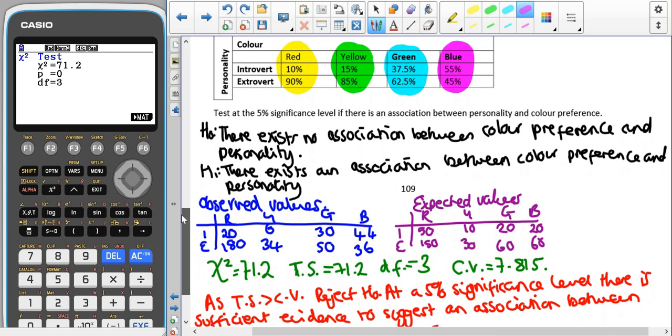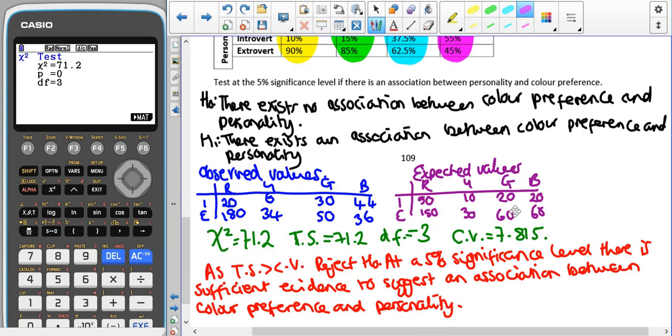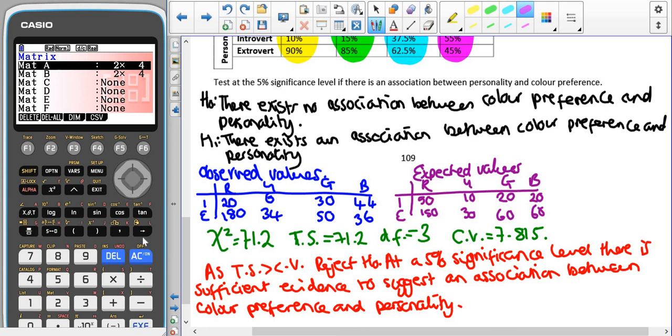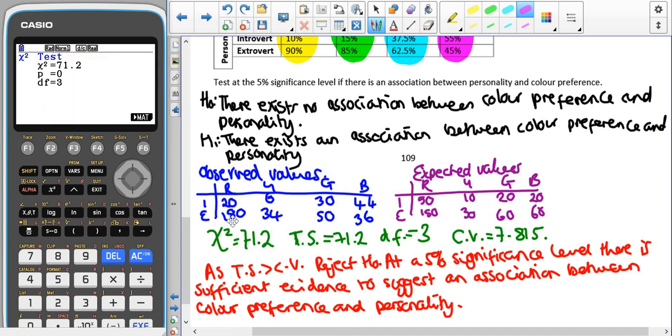Then when we put that into our calculator, we get our expected values table. Remember, don't write this down straight away. First of all, go to arrow mat, down to mat B, and that's our expected values table. Then we write down our chi-squared value, our test statistic, and our degrees of freedom. We use those to look up our critical value, which in this case ends up being 7.815 at a 5% significance level. So that means that as our test statistic is bigger than the critical value, we reject H0 at a 5% significance level. There is sufficient evidence to suggest an association between colour preference and personality.